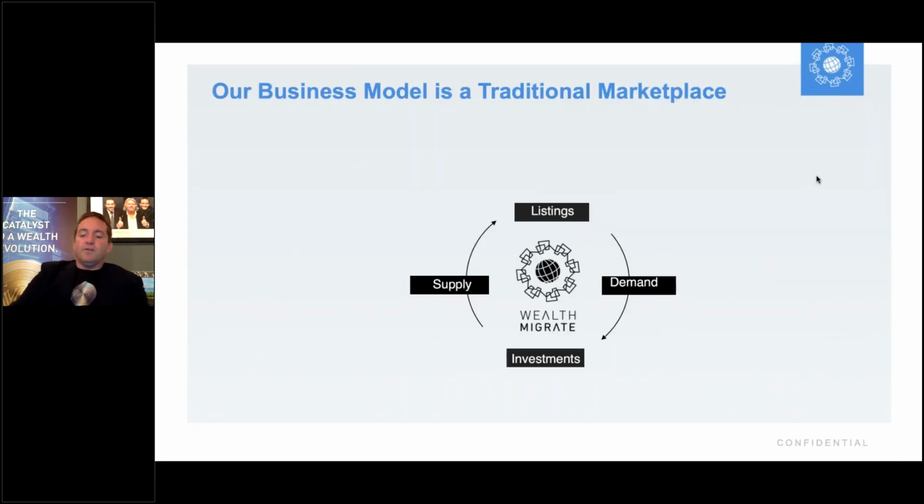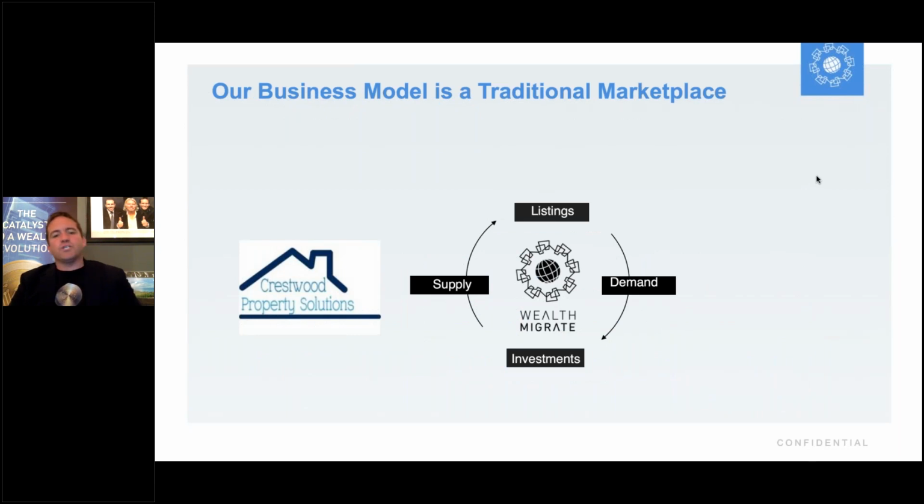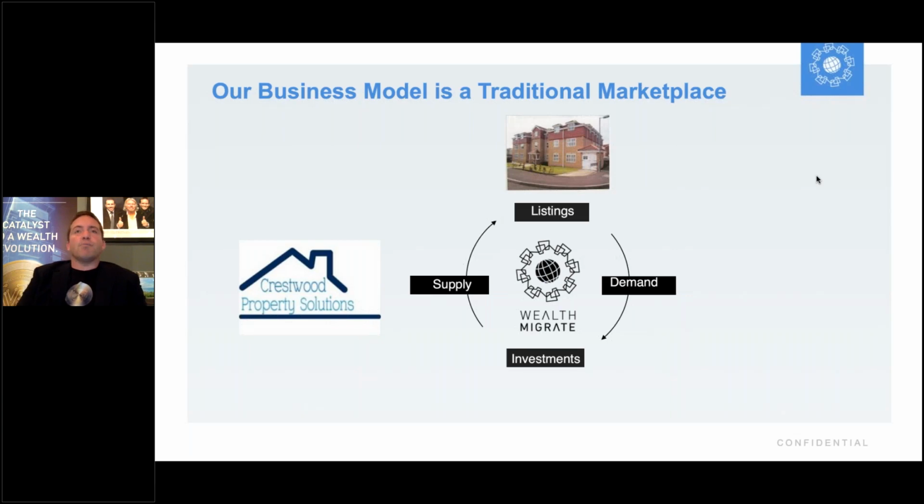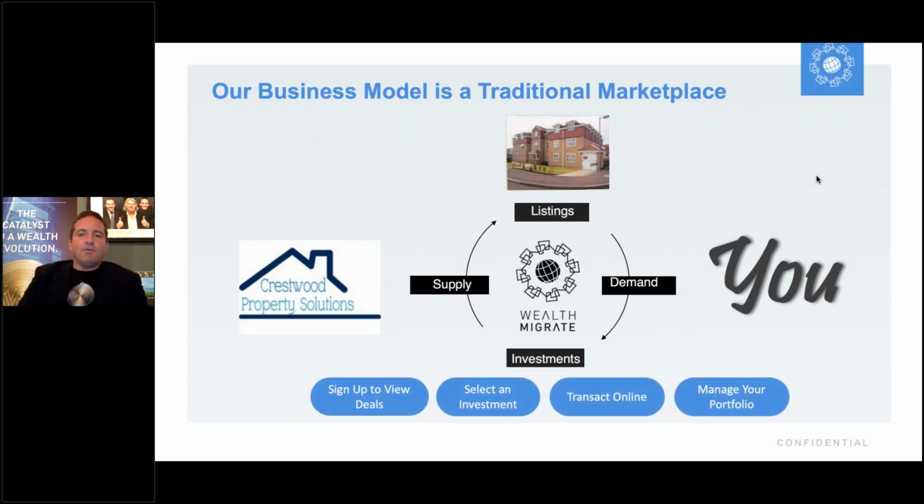And so what we did was take quality partners like the one I just showed you, Crestwood Property Solutions. They've been helping South Africans invest in London for the last 10 years. They only do business by referral and helping people invest in direct property. They then go and list their property on our platform, and you and me get direct access to invest directly with the partner. And there's 4 simple steps. We sign up on the platform, we select an investment, we transact online, and we manage the portfolio.